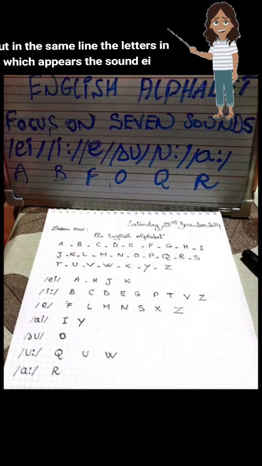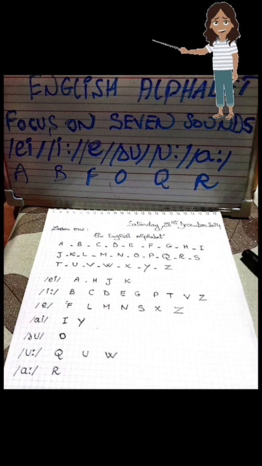The letter Z in the American accent is pronounced Z, whereas in the British accent, it is pronounced Z. So it is put in the line of the sound like in the letter F: L, M, N, S, X, Z.